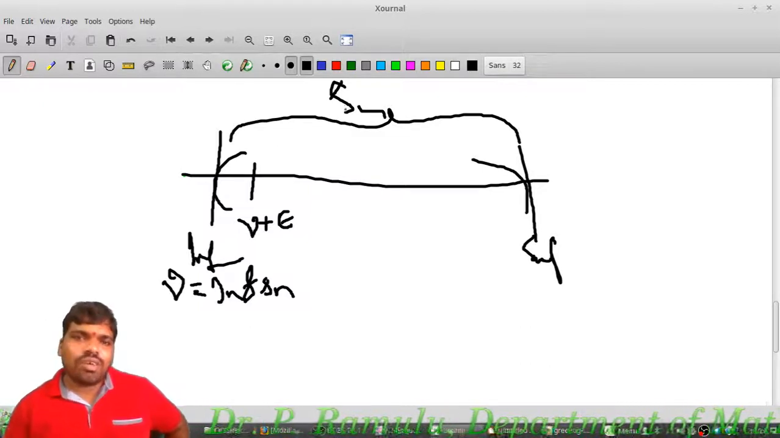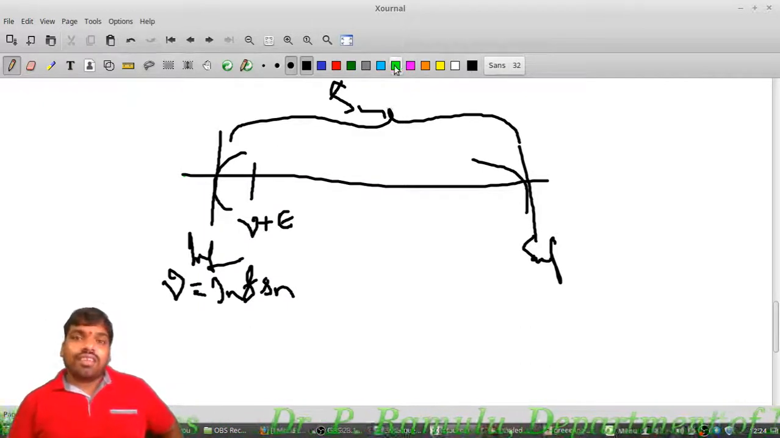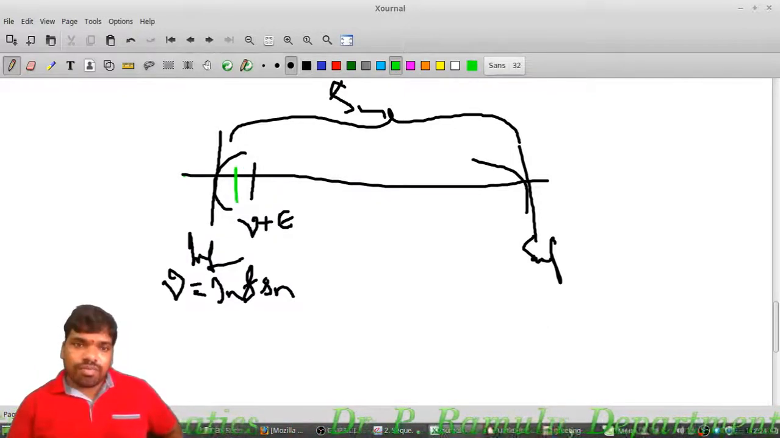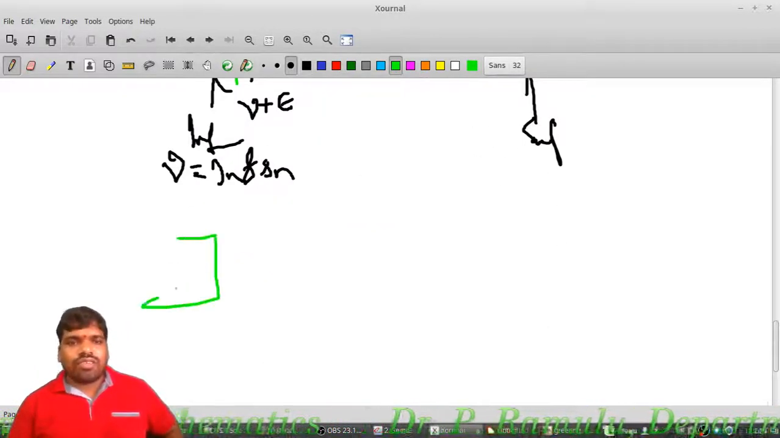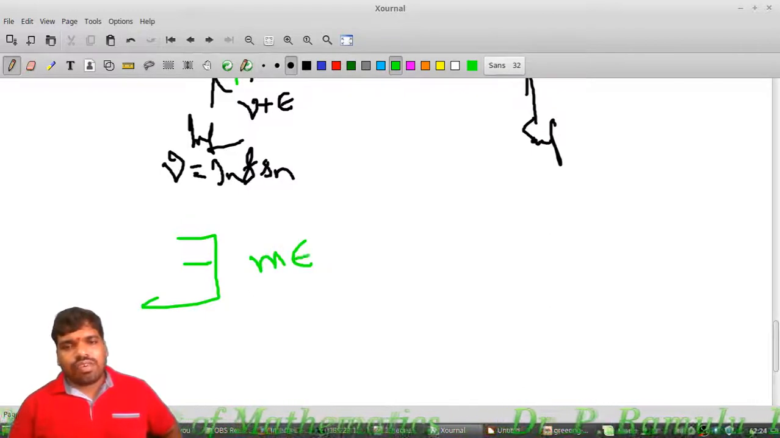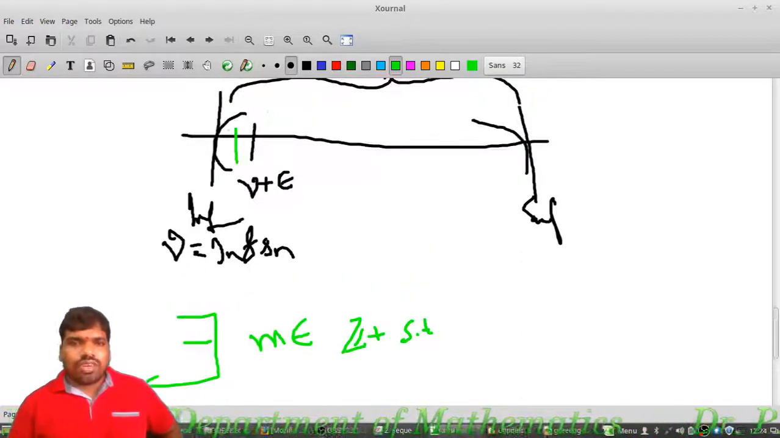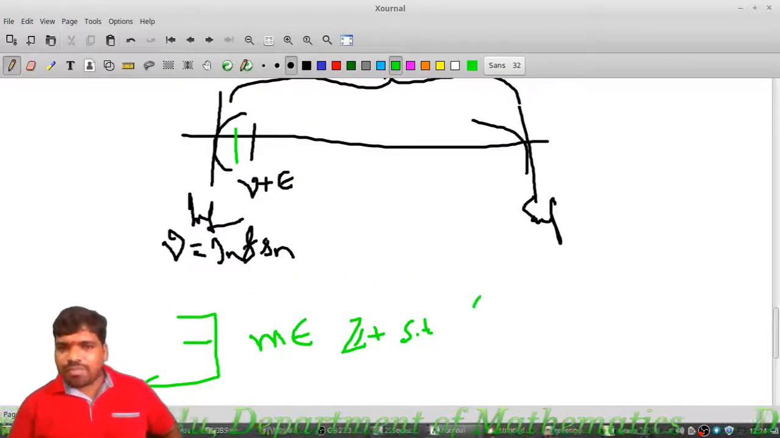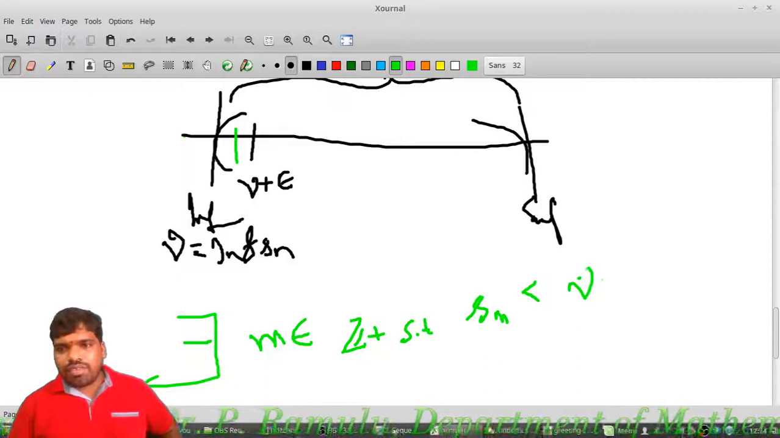v plus epsilon is not a lower bound of Sn. Why? Because there exists one term, there exists m belonging to Z plus such that, here, this Sm is less than v plus epsilon.